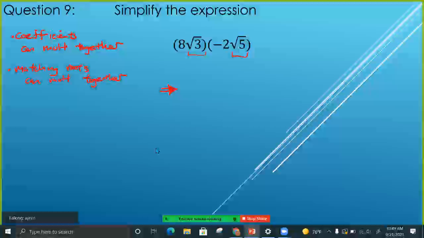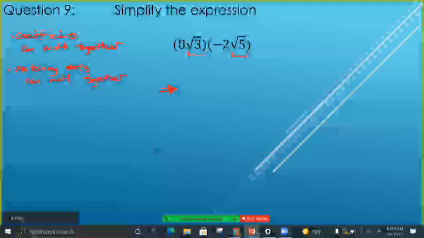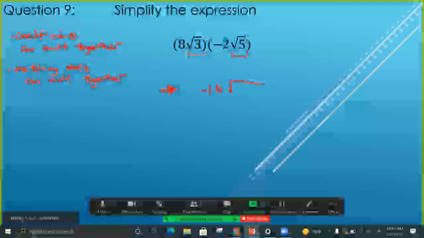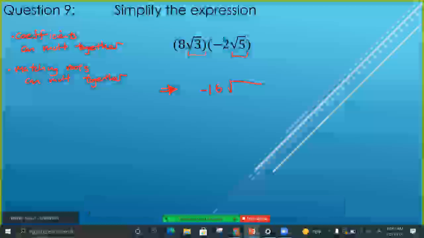The 8 times -2 is -16. Very good. Yep, we can do that for sure. They're both outside numbers, they're both coefficients. And we've still got the √3 times √5. They're small numbers. If we try to factor tree those, we should see they can't be broken down, right? 3 is a prime and 5 is a prime.